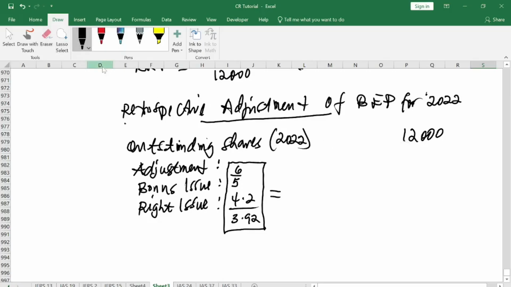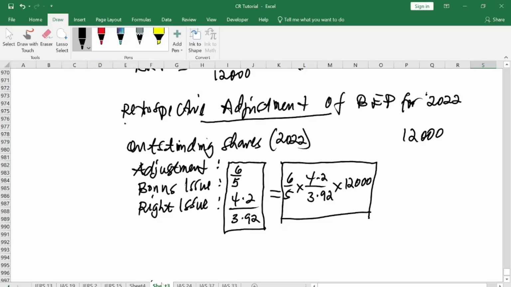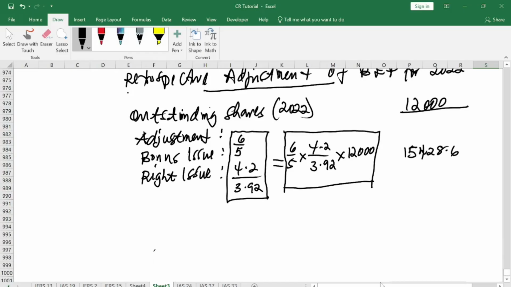So how do you do that? You will pick 6/5 multiplied by 4.2/3.92, multiplied by the outstanding, which is 12 million, right? So you multiply this all together. When you multiply, you get 15,428.6. So you realize that now we've had our new outstanding shares. You see, so now we have our new outstanding shares.